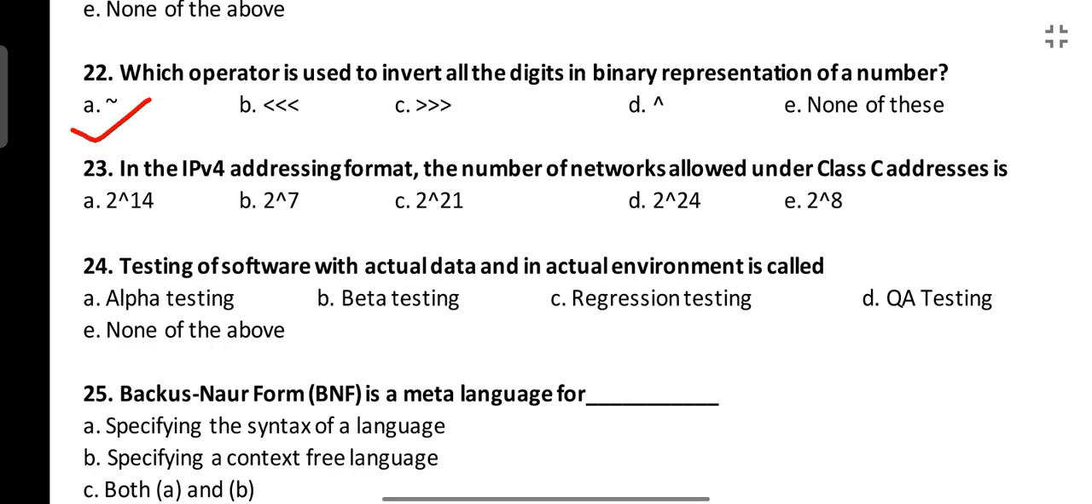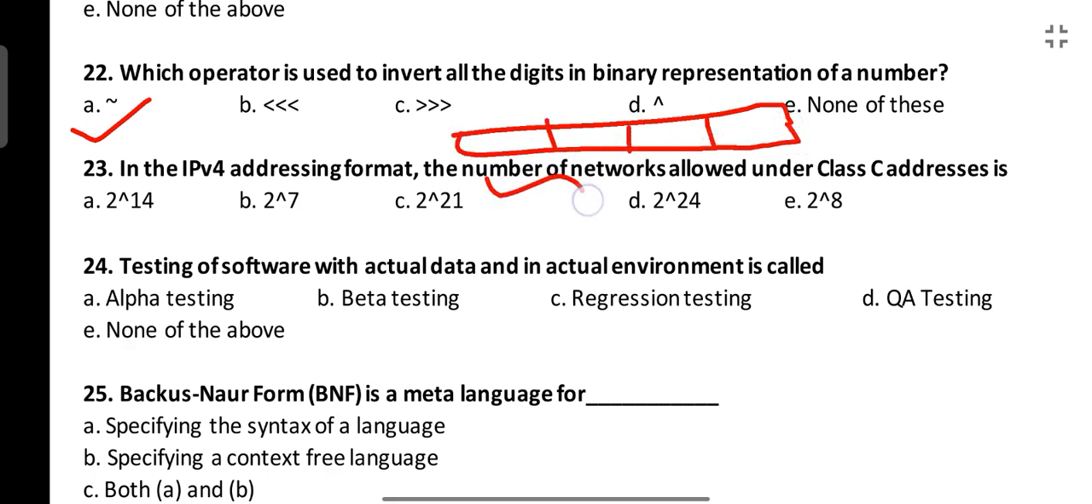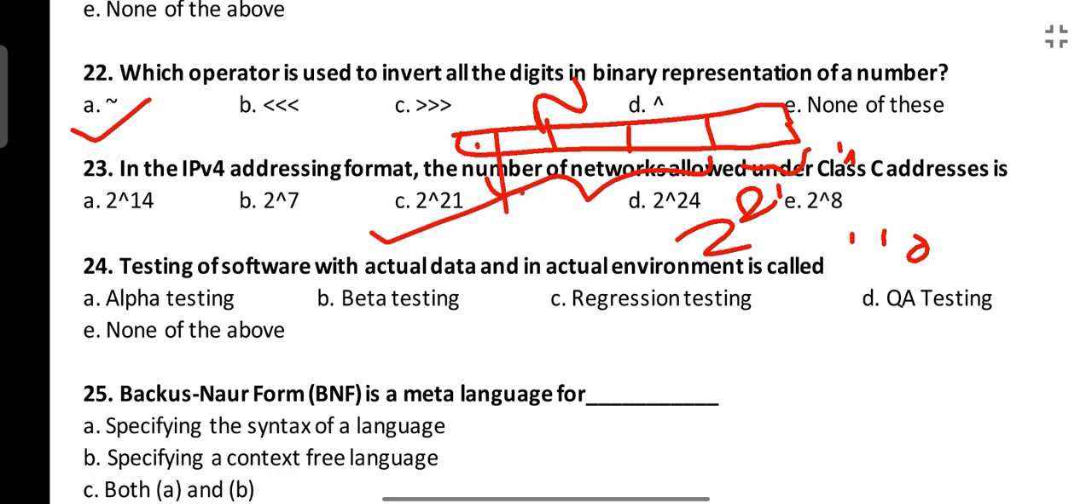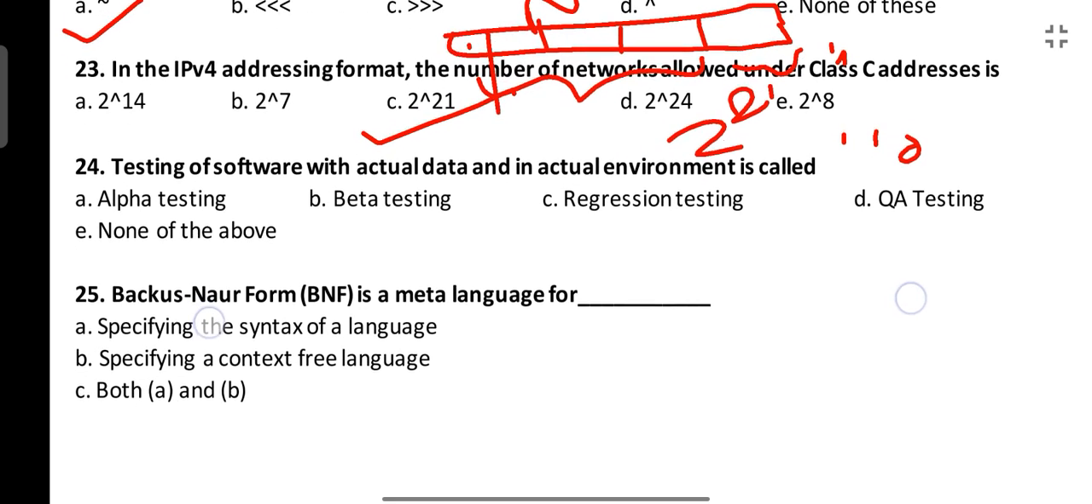Next is in an IPv4 addressing format, the number of networks allowed under class C addressing is. So class C addressing, it is asking for the number of networks. We know in class C, in 32 bits, the first 24 are reserved for network and the rest for host. In 24, the initial three positions are reserved as 110. So the remaining is 21. So the number of networks is 2 to the power 21. So the answer is C. I hope it is clear.